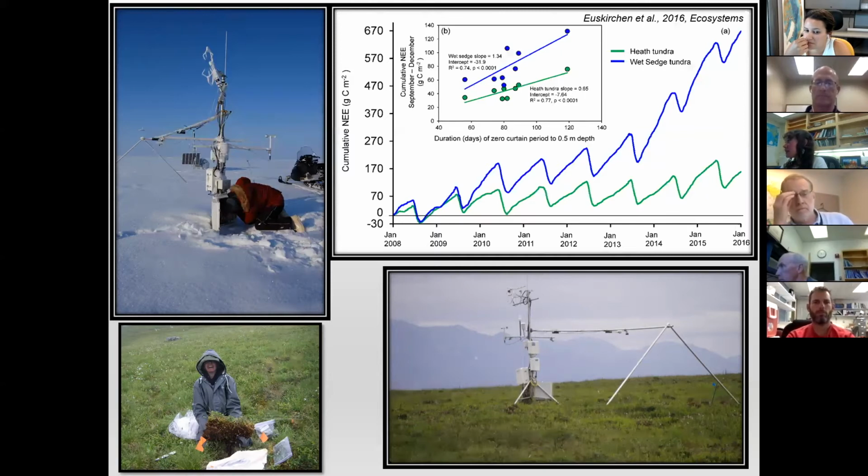And so the idea here is that for each day that the zero curtain period increases, the wet sedge releases 1.34 grams carbon per meter squared, whereas the heath tundra releases 0.65 grams carbon per meter squared for each day that the zero curtain period increases. So the wet sedge is a little more sensitive to these warming soils than the heath tundra. And so this tells us that we actually need to look across different sites in the tundra, even sites that are very close together, to really understand how these sites are responding to warming temperatures.